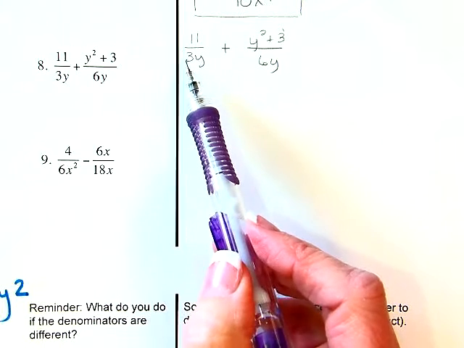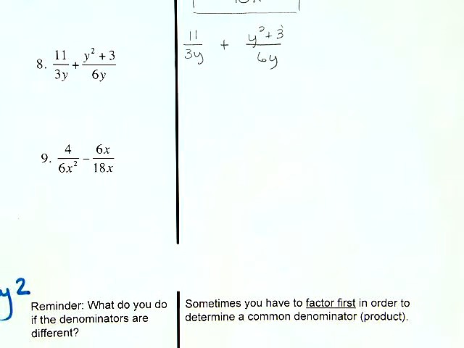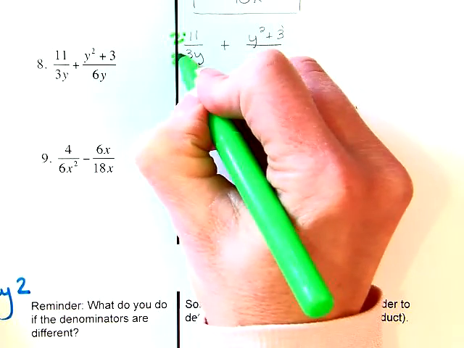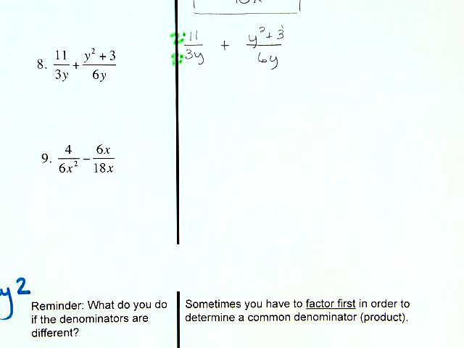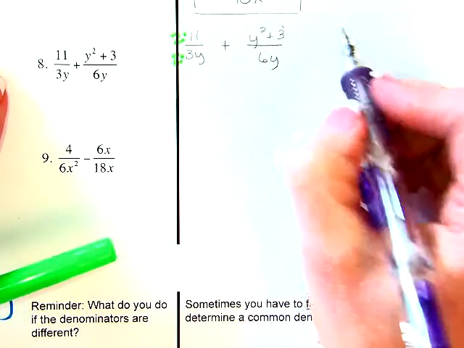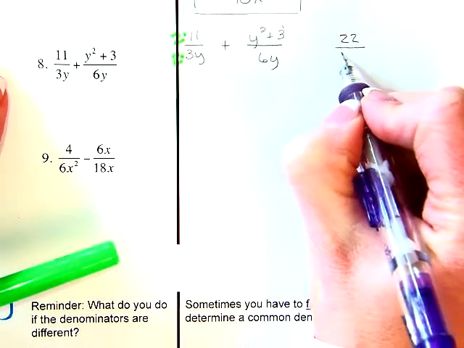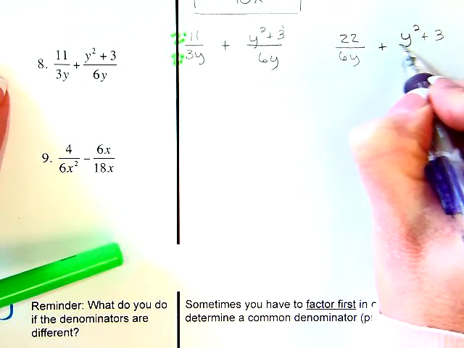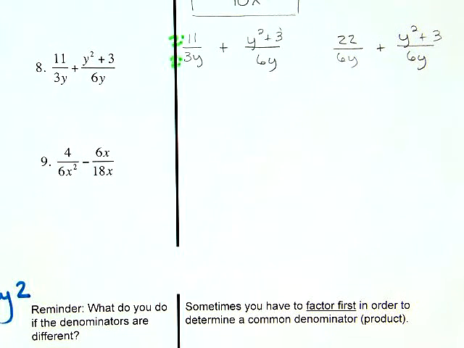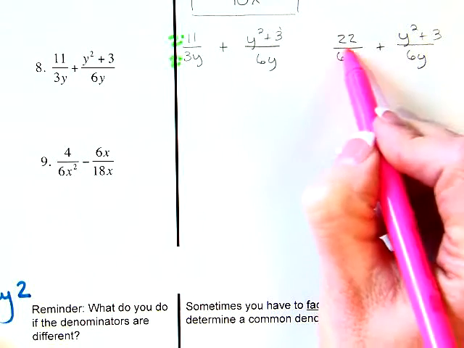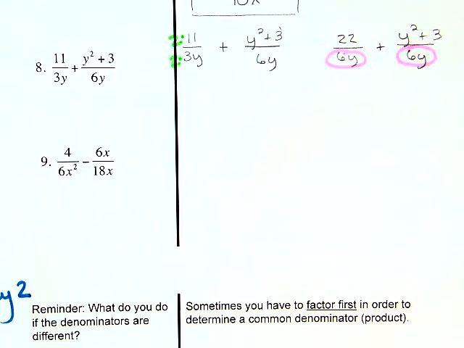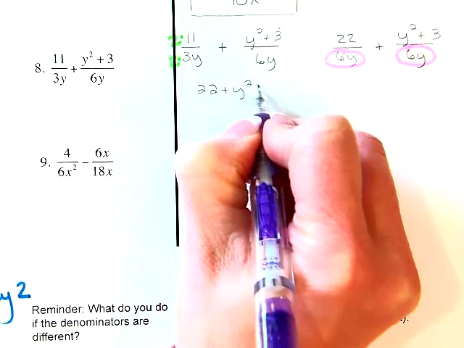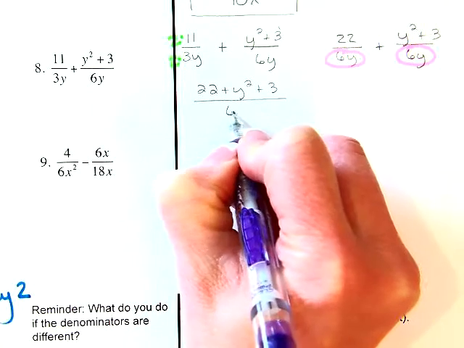What I need to do is multiply this denominator by a 2. So if I multiply it by 2, I've got to also multiply the top by a 2. And so that one is going to be it. All right, so if you look at the numerator, it's going to be 22 over 6y plus y squared plus 3 over 6y. Now we have a common denominator, and we can combine the numerator.